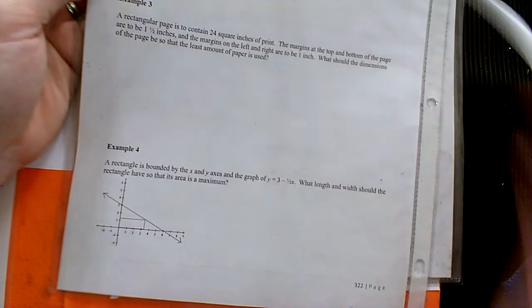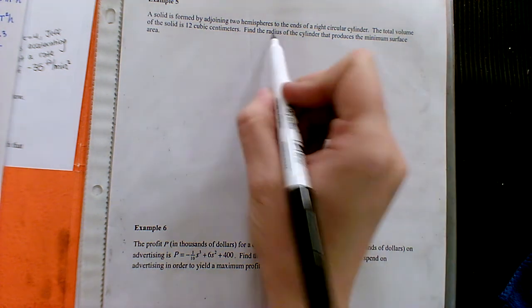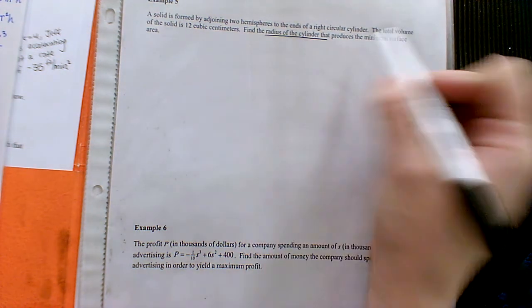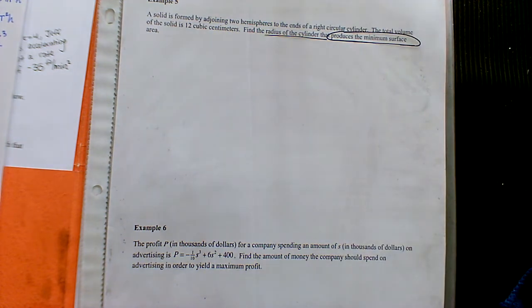All right, so the video assignment covered all of them on 322. We're going to skip that and jump to 323. A solid is formed by adjoining 2 hemispheres to the ends of a right circular cylinder. The total volume of the solid is 12 cubic centimeters. Find the radius of the cylinder that produces a minimum surface area.